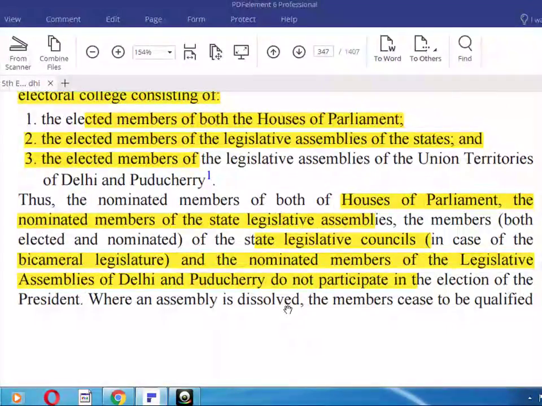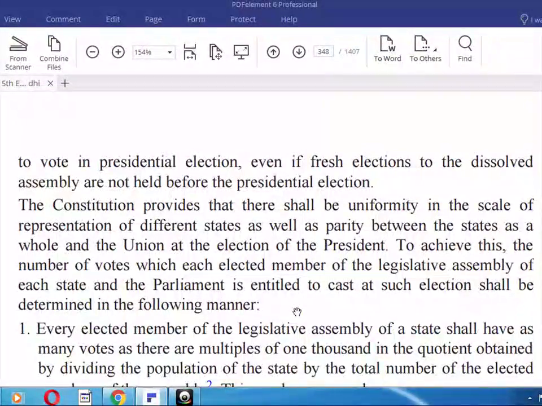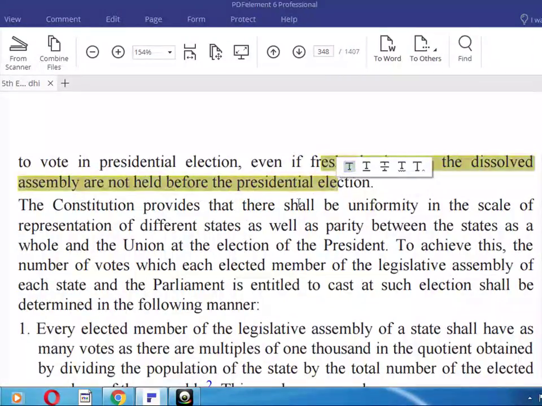Where an assembly is dissolved, the members cease to be qualified to vote in the presidential election, even if fresh elections to the dissolved assembly are not held before the presidential election.